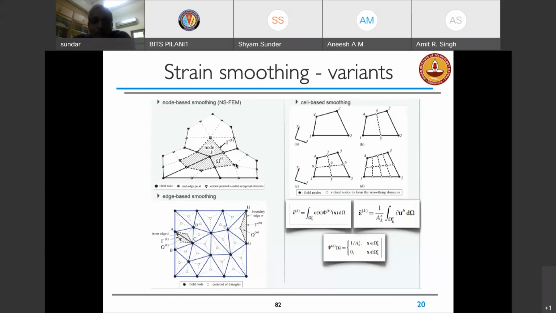For example, the compact support of this node could be this shaded region. So this shaded region is where you write the smooth strain field. Whereas for an edge-based smooth finite element method, you would use this shaded region, which is basically the compact support of this edge, as the region for writing the smooth strain field. So by doing this, there are a lot of advantages, not only in terms of reducing the effort, but in terms of the property of the stiffness matrix that you get.